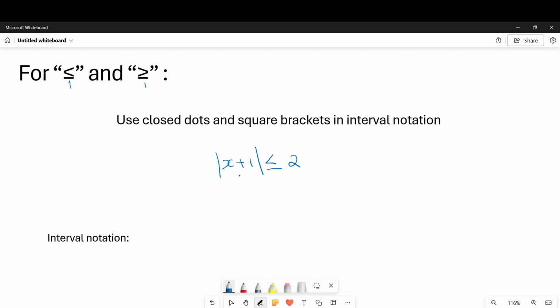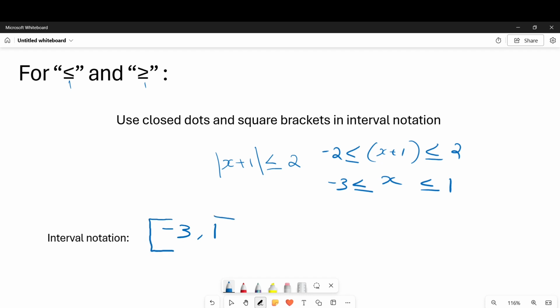So in this case, you already know that we have a less than or equal to. So the interval x plus 1 will be less than or equal to minus 2 and equal to 2. While converting this into interval notation, don't forget: the interval notation is minus 3 comma 1. In this case, minus 3 and 1 are included.